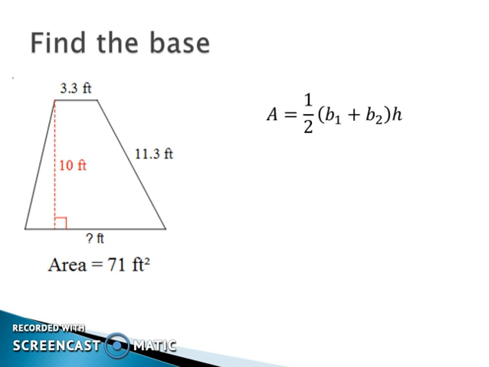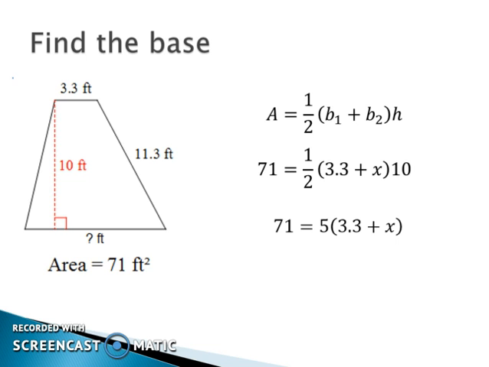If we want to go backwards, we're going to fill in all of the information we know, then we're going to solve for x. So here we have the height, it's 10. One of the bases is 3.3, the other one's x. Fill that in, and then we can do half of 10, which is just 5. And we can divide 71 by 5 to get the parentheses by itself. 3.3 plus x equals 14.2. Now we can subtract 3.3 to solve. Base 2 is 10.9.